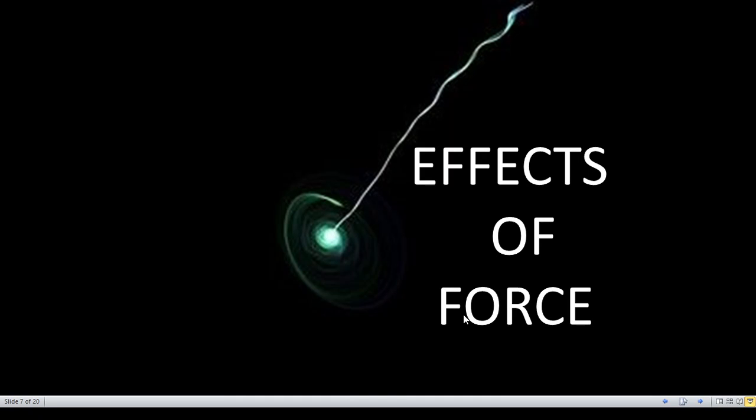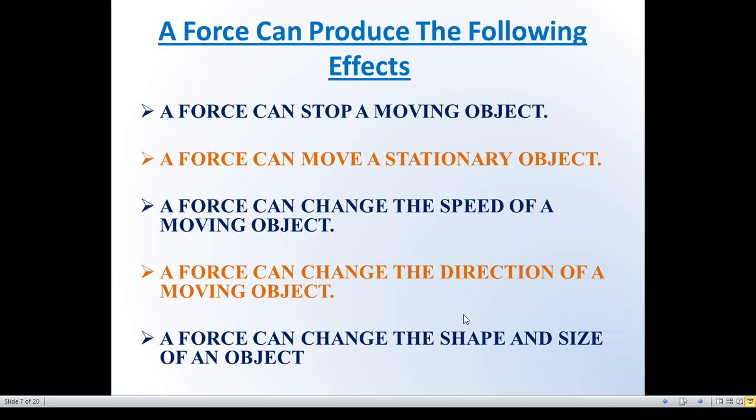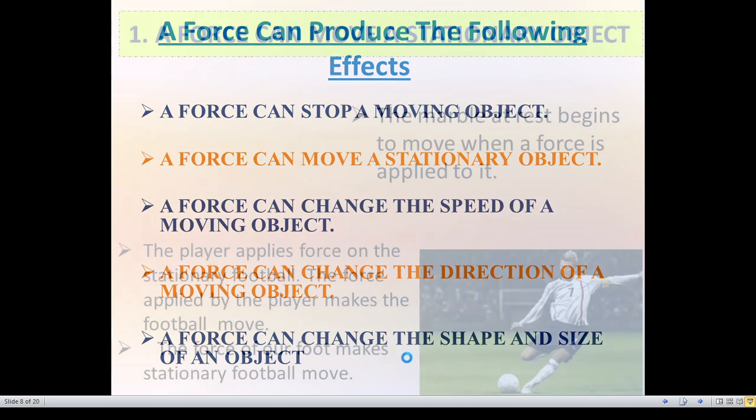Now let us see what are the effects of force. There are 5 effects of force. The first one is a force can stop a moving object, and the second one is a force can move a stationary object. The third one is a force can change the speed of a moving object, and the fourth one is a force can change the direction of a moving object, and the last is a force can change the shape and size of an object.